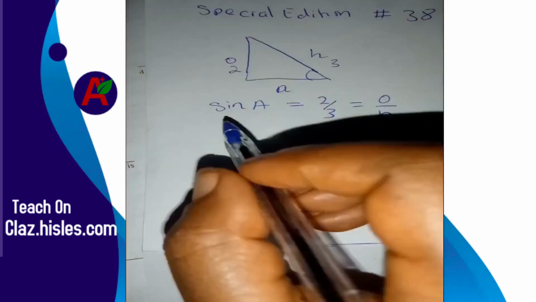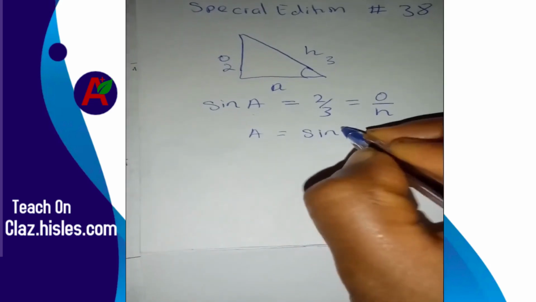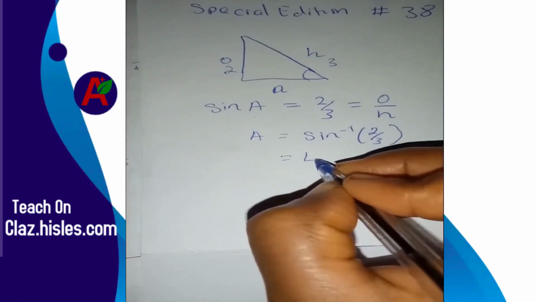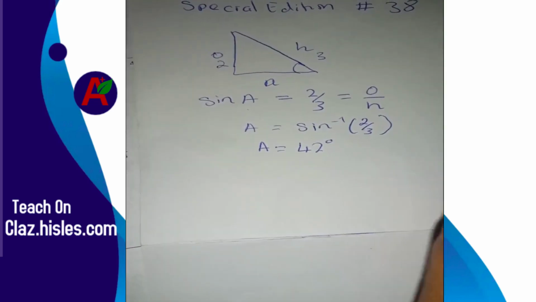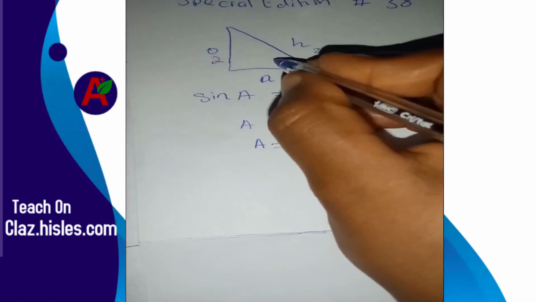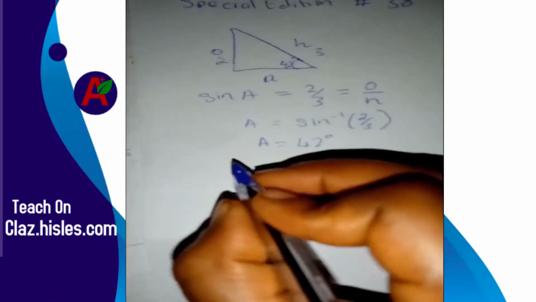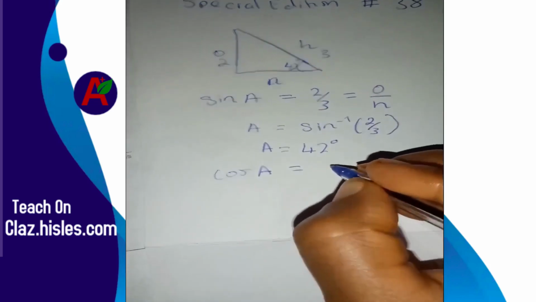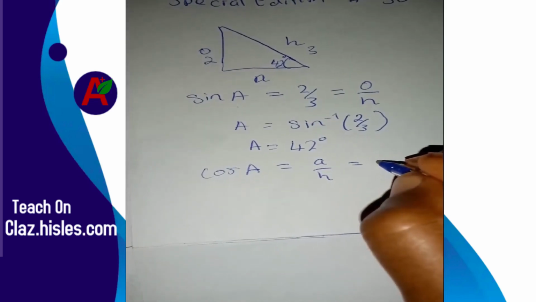To find the angle A, it will be given by the sine inverse of the opposite over hypotenuse, which is 2 on 3, approximately 42 degrees. So this angle is 42 degrees. The cosine of A is given by the adjacent over the hypotenuse. Do we have the adjacent? No, we don't. Do we have the hypotenuse? Yes, our hypotenuse is 3.